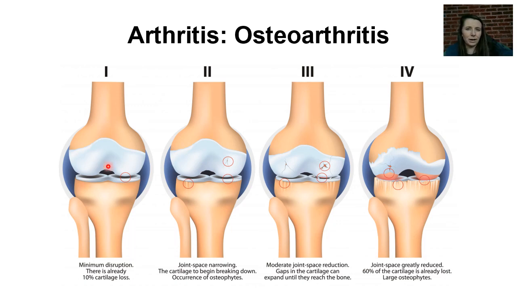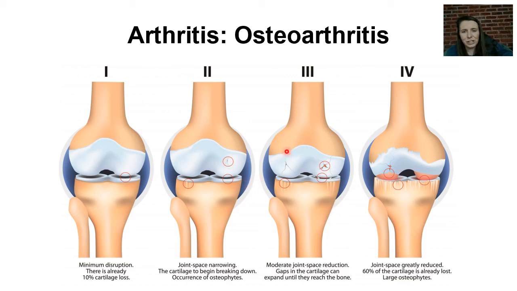Once you are considered stage 2 osteoarthritis, the joint space begins to narrow, so the space in between the femur and the tibia gets a little bit more narrow, and the cartilage starts to break down, which is kind of what you're seeing here. And in this case, you could potentially see some bone spurs happening.